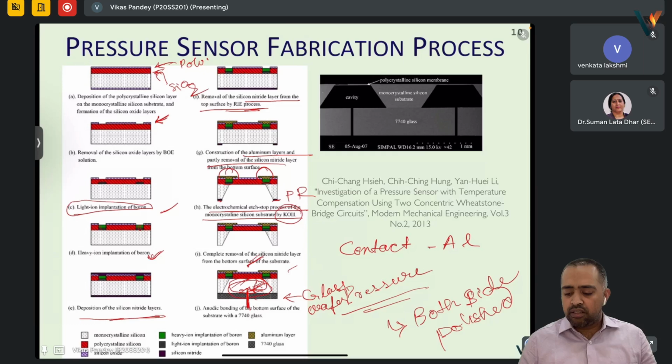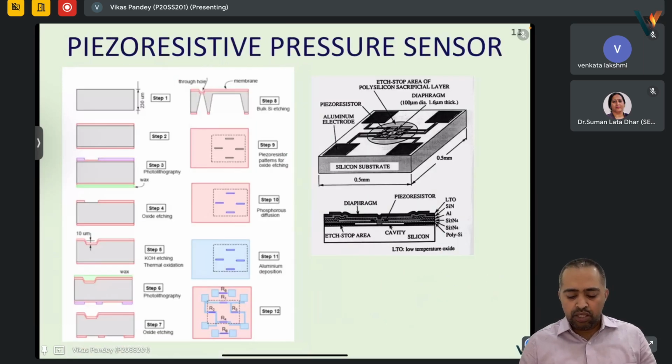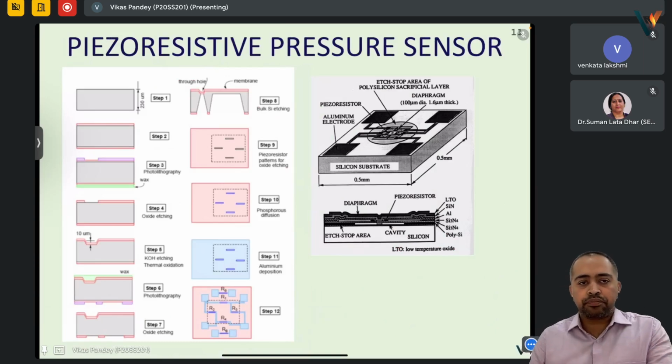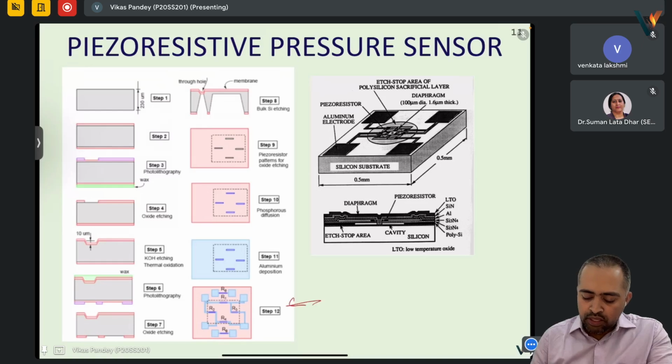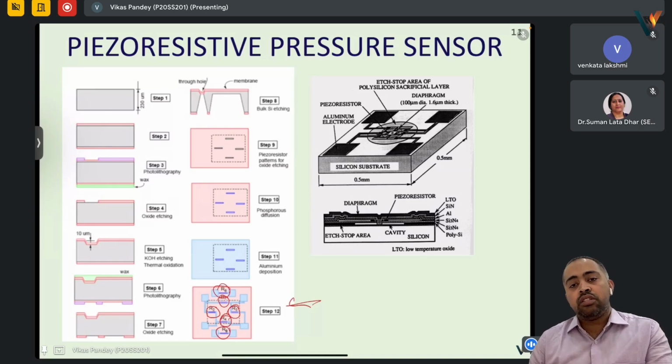Then you see here again, from another work they are making the same thing, but through a different process, through different design. On the top you see they are putting different resistances R1, R2, R3, R4, and then R5 and R6 are there just for reference or calibration. They are not over the membrane.